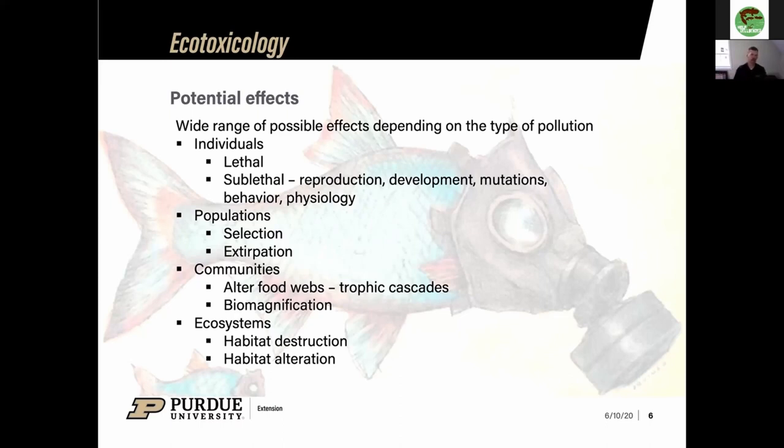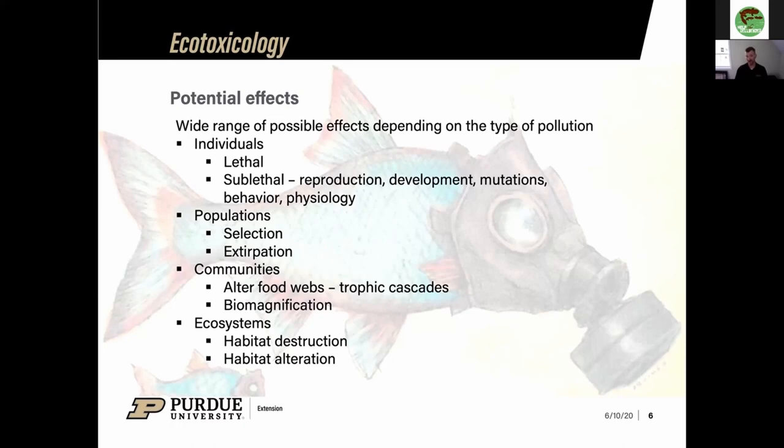Then lastly, you could also have ecosystem level effects. And this includes things like habitat destruction or alteration as a consequence of that contaminant getting into an ecosystem. So again, for students, I'd like to underscore that we tend to focus on this lethal effect, but we have this broad range of other effects that can occur, from sublethal all the way up to effects on ecosystems.